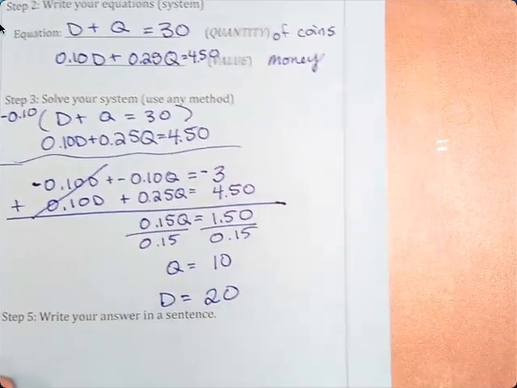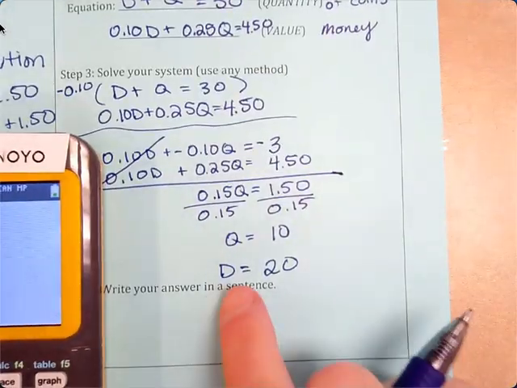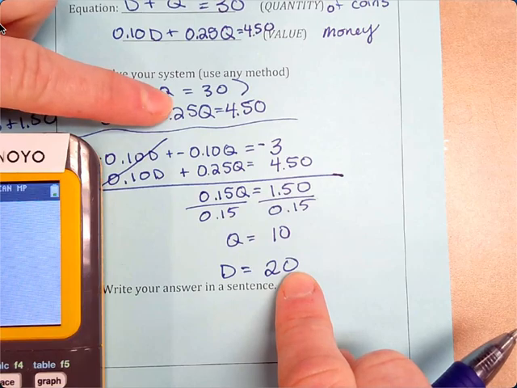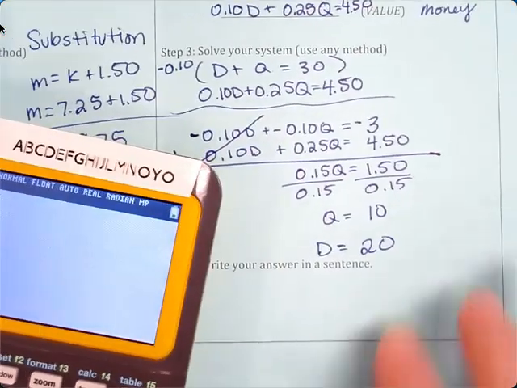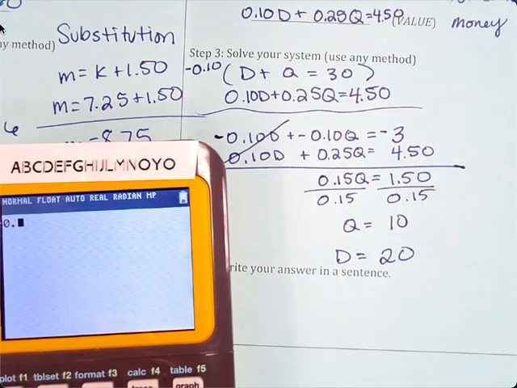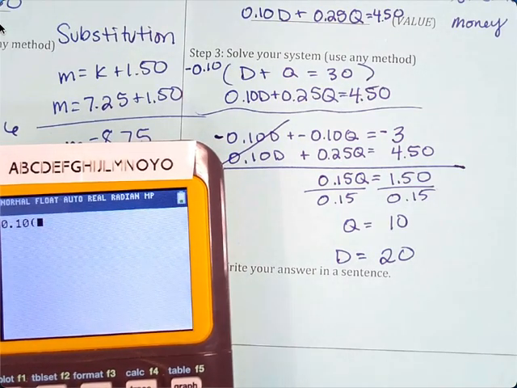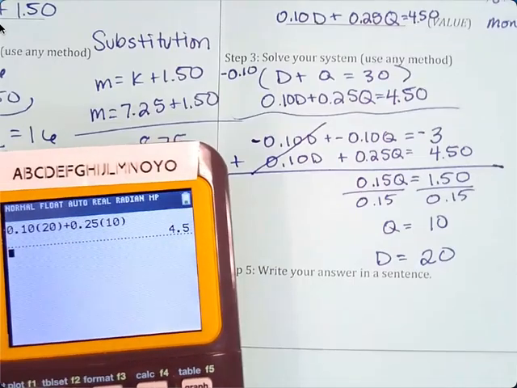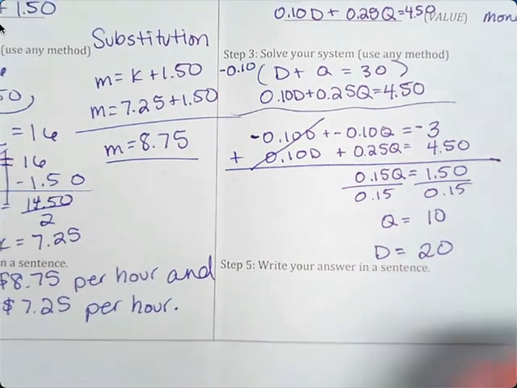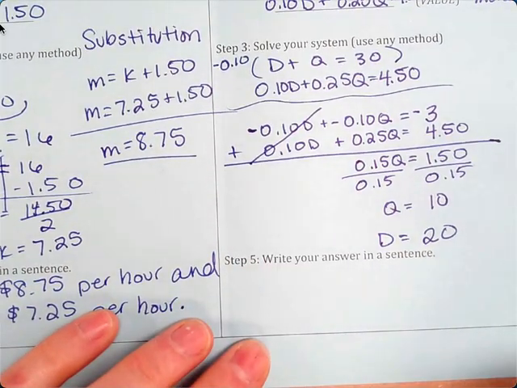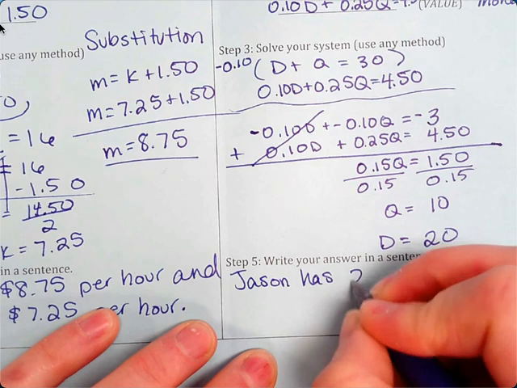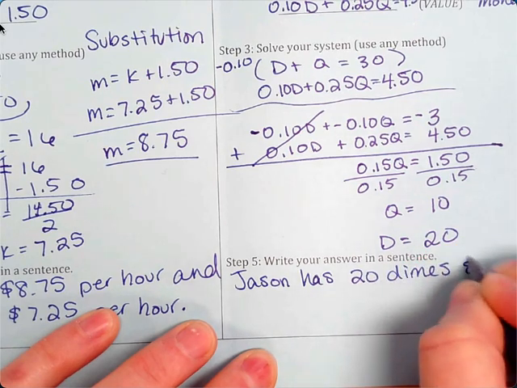Then we just need to check our work. I'm going to use the calculator for that. So I'm going to multiply the dimes times 10 cents, 25 cents times the 10, and then see if I get 450. We'll probably do it in our head. I'm just going to show you all. That would be 20 plus the quarters times the 10 equals 450. Okay. All right, so write your answer in a sentence. So looking back, it says how many of each type does he have? He being Jason. So Jason has 20 dimes and 10 quarters.